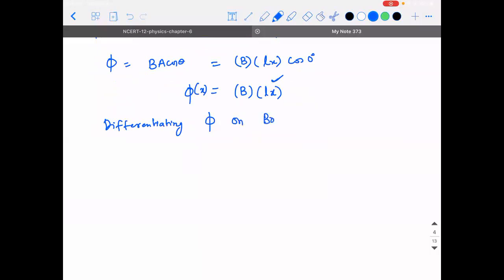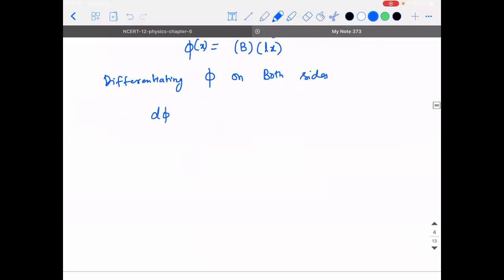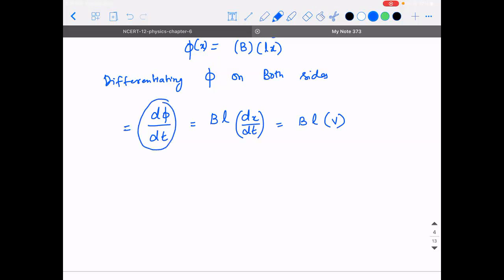Differentiating flux on both sides, what do we get? d phi by dt will be equal to B into L into dx divided by dt. Right. So B into L into, what is the value of dx by dt? The rate of change of distance is given as velocity. And we know the fact that d phi by dt is the EMF.